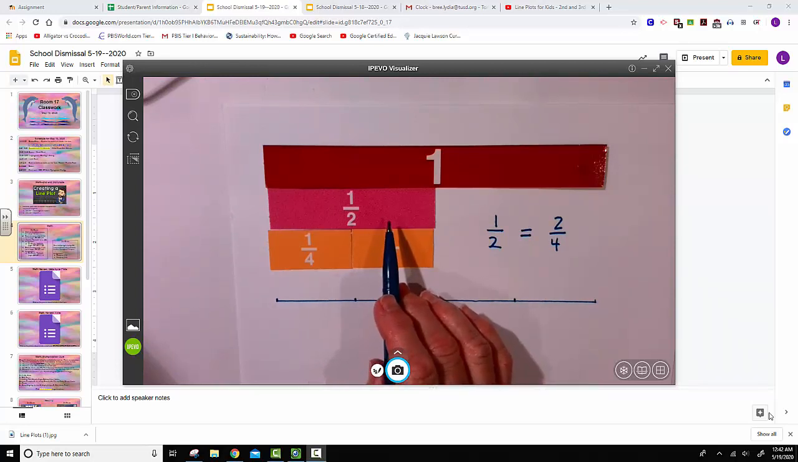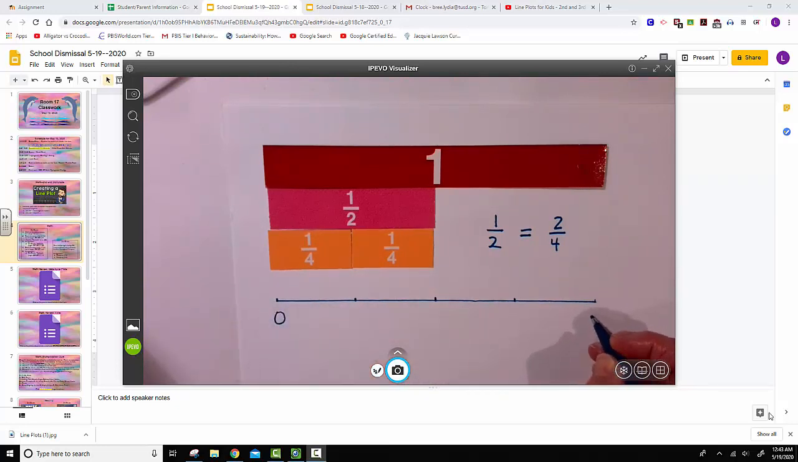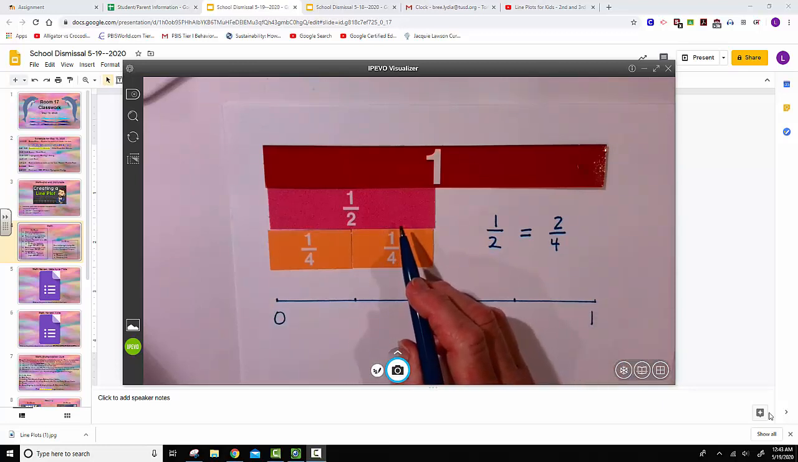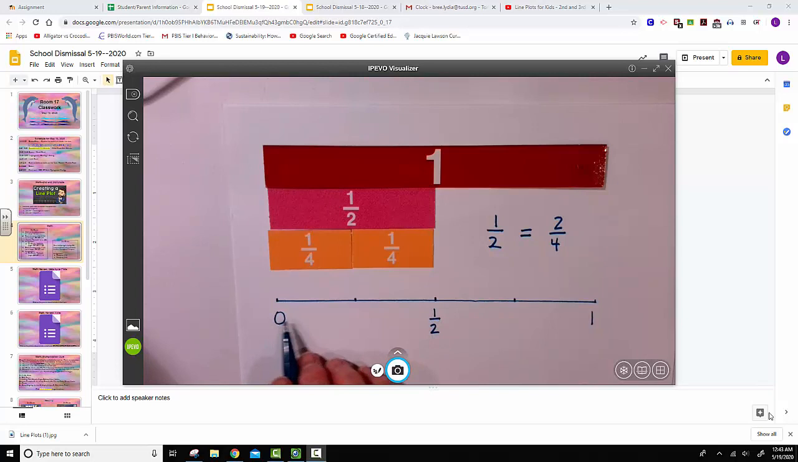So representing our 1/2, we would start with 0 and our number line would finish at 1. 1/2, you'll remember, is located exactly in the center of the number line. It's halfway for the entire length of this line segment.